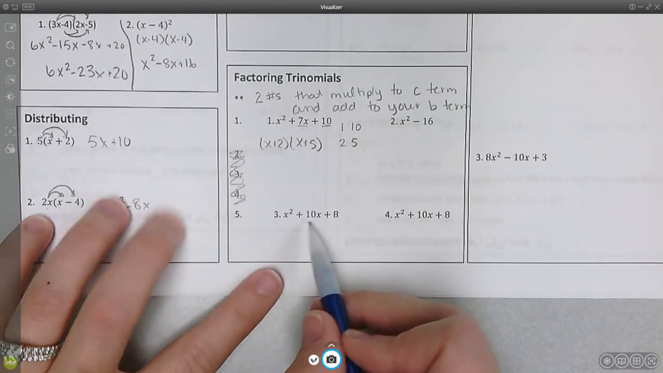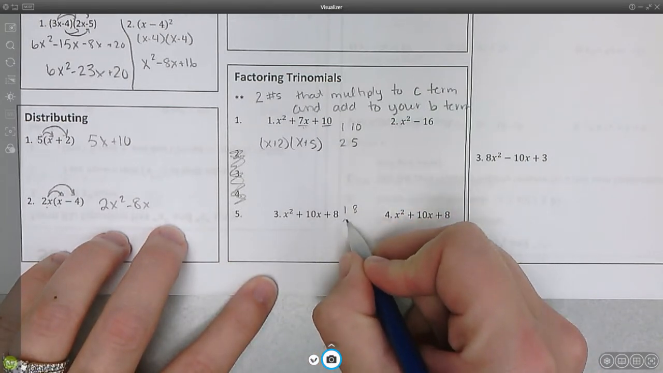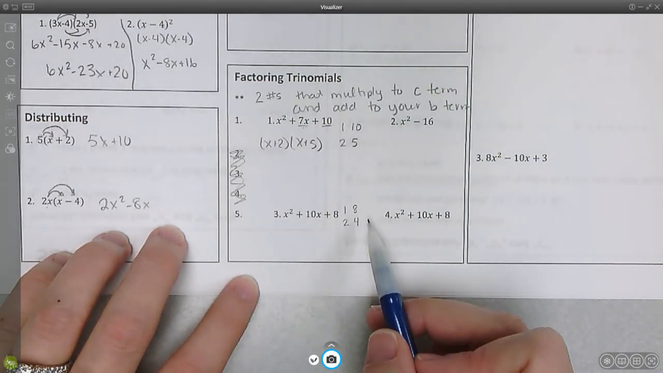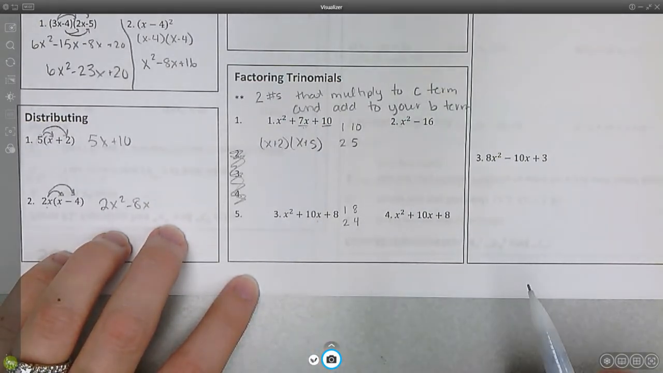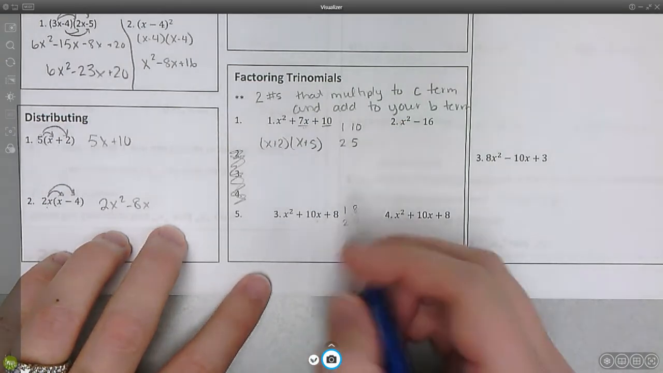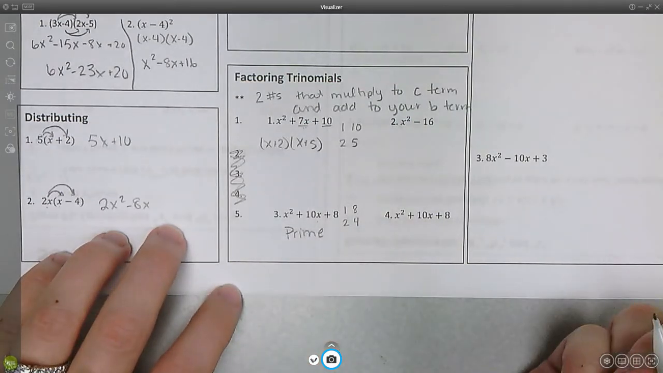If you look at this one, two numbers that multiply to 8, so we have 1 and 8, 2 and 4, and that's it. So which ones of these add to 10? Well, none of them do. So if you can't factor, you write prime. Prime just means it cannot be factored.